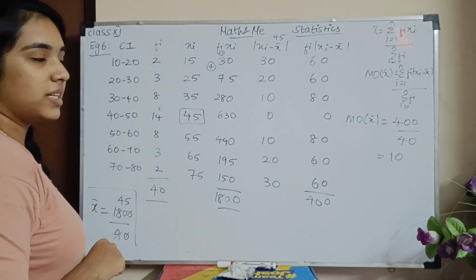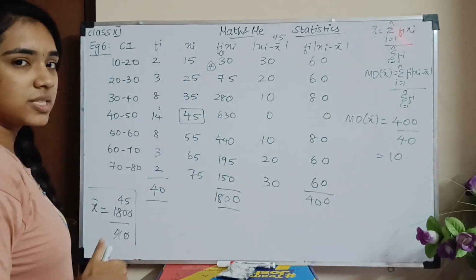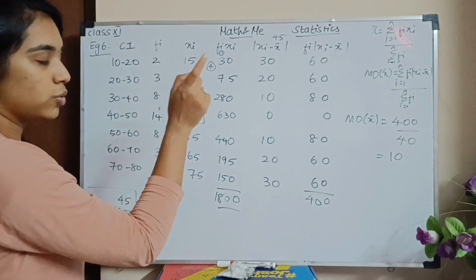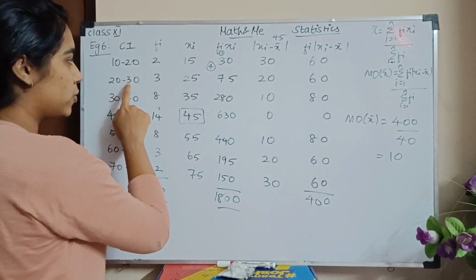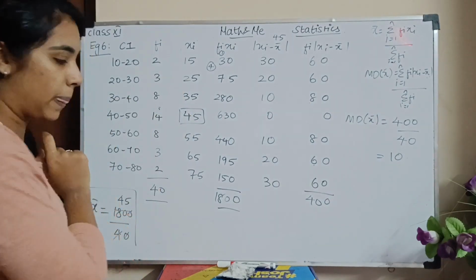What is the difference between continuous and discrete? You'll be given the class interval. You have to find out what your xi value is. And what is your xi? Maximum value plus minimum value divided by 2. Maximum plus minimum divided by 2. 30 plus 20 is 50. 50 divided by 2 is 25.